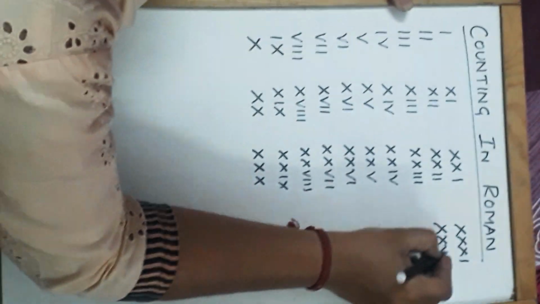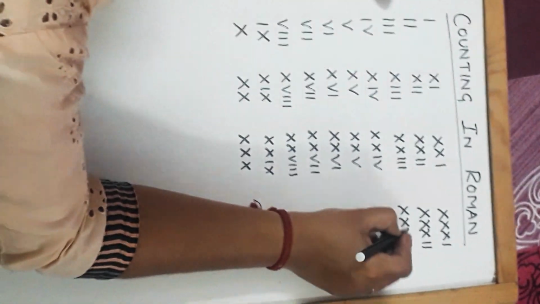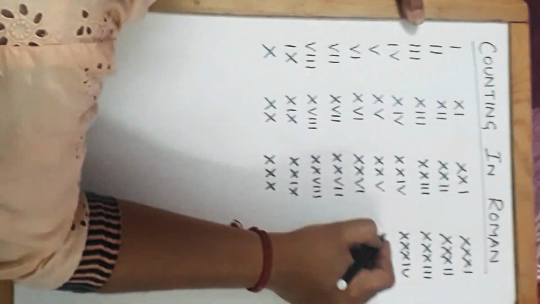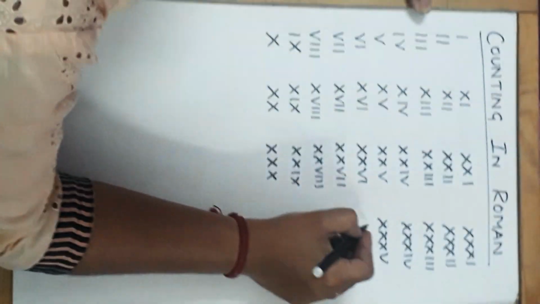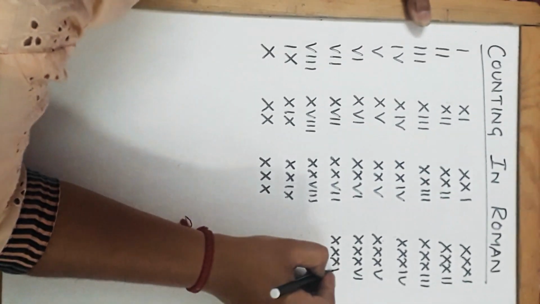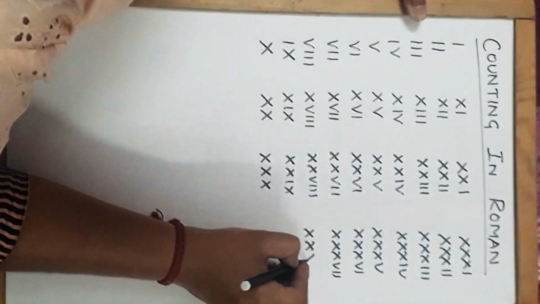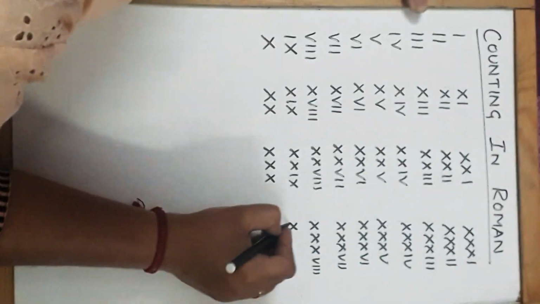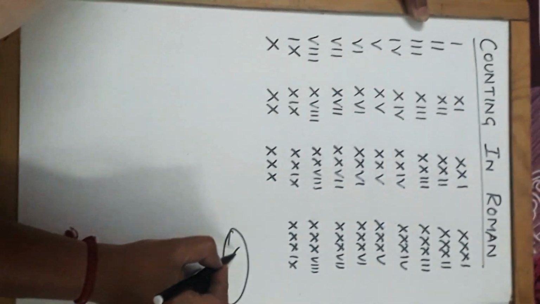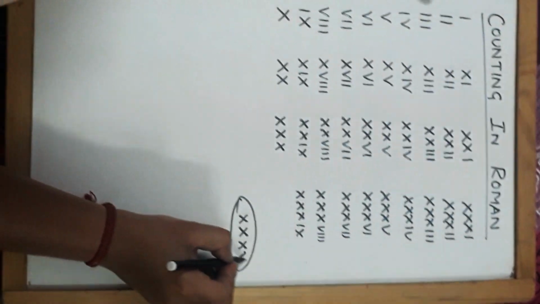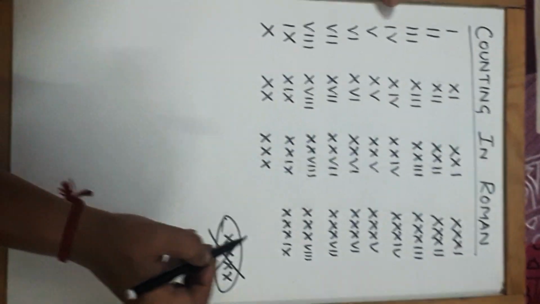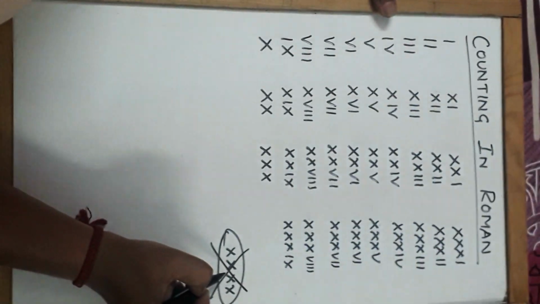Then 31, 32, 33, 34, 35, 36, 37, 38 and 40. We cannot write 4 times X because a symbol can't be written 4 times.